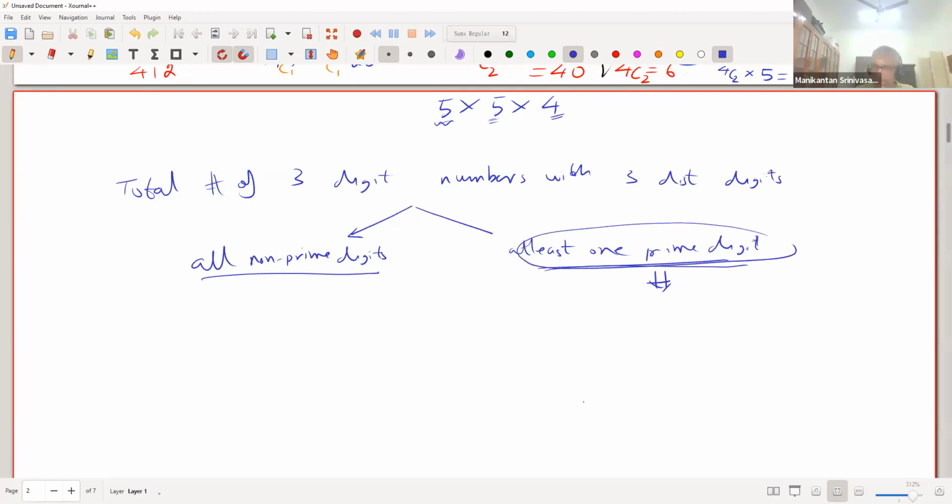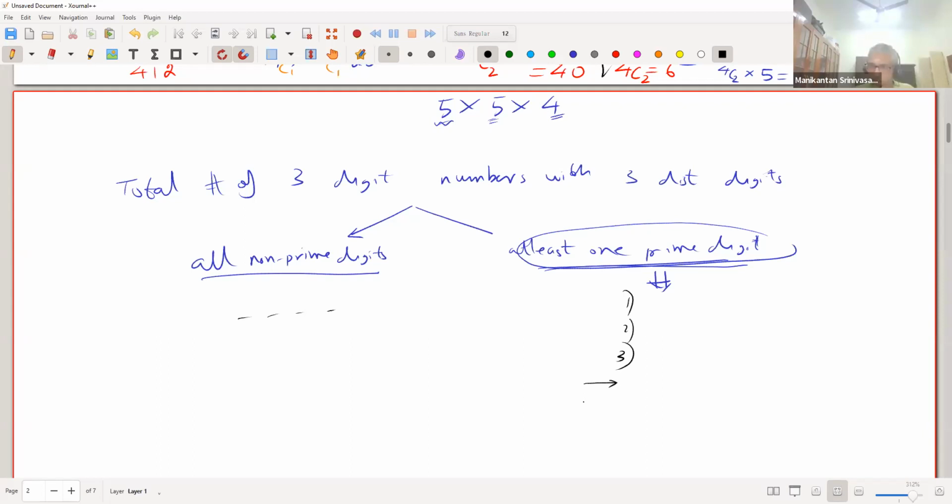Now this is where I split into 3 different cases and did it the long way. But alternatively, there is a shorter way, which I am urging you to do as homework and come back. All 3 as non-prime digits. If you're able to do this, then we can subtract from 648 and arrive at the same answer as whatever we got here.